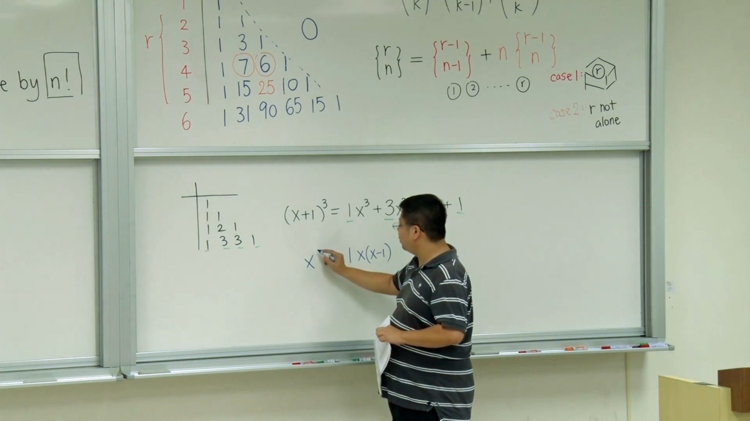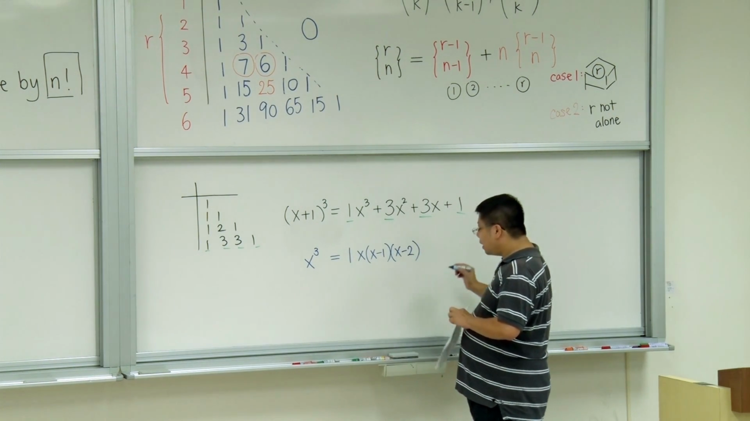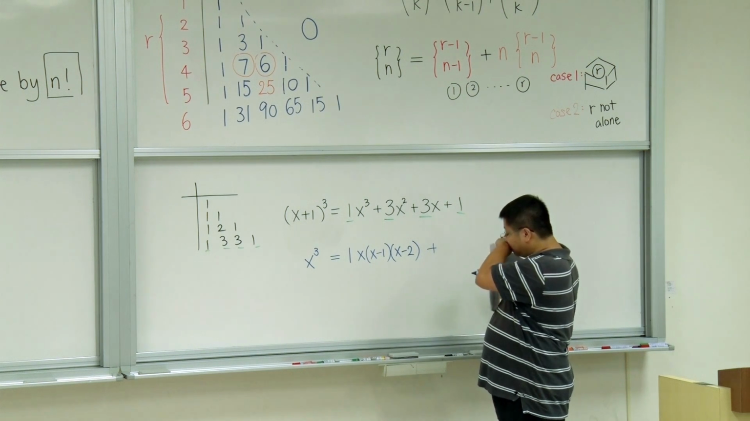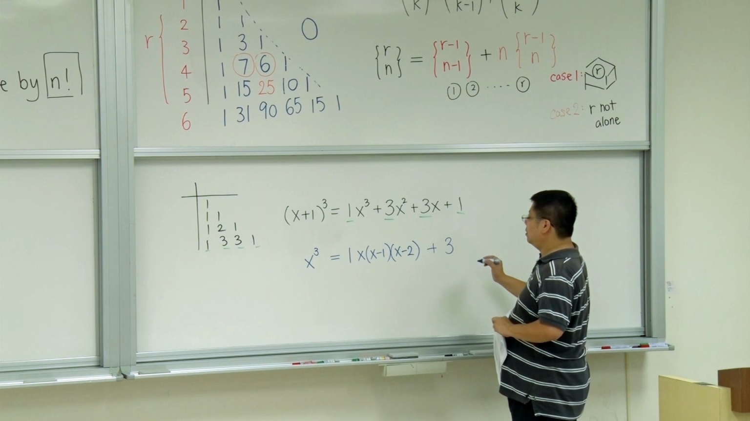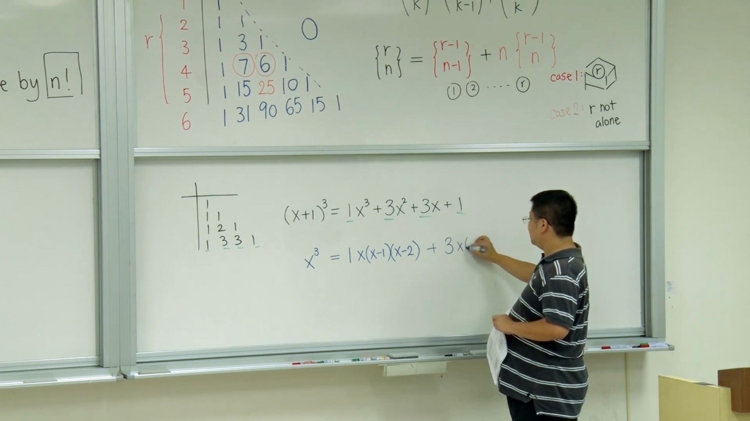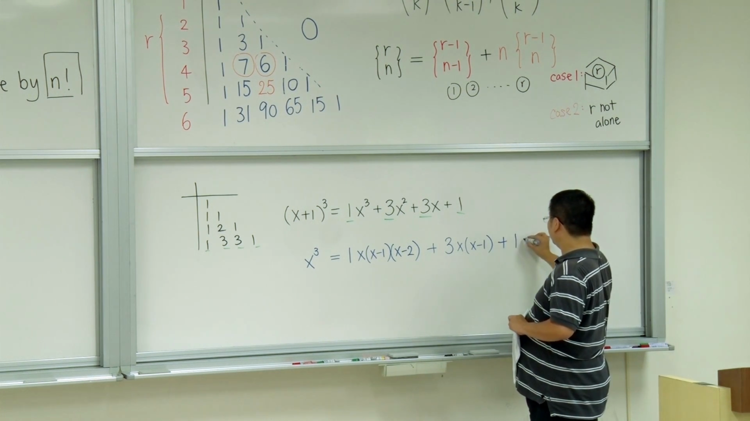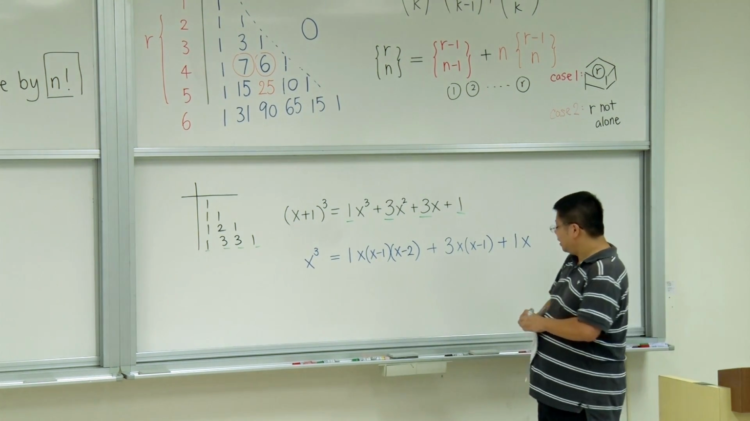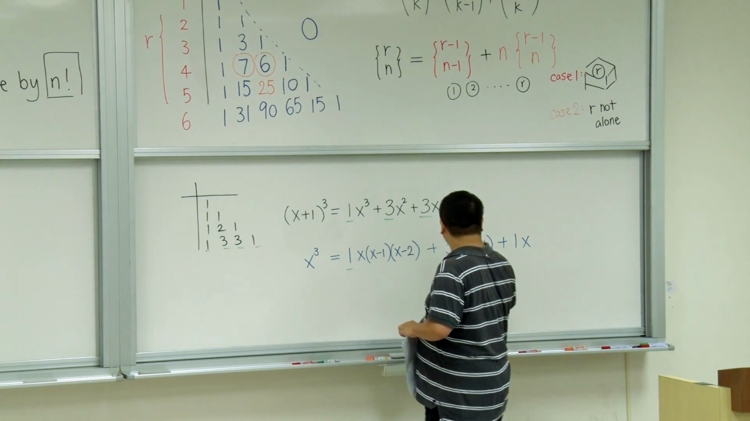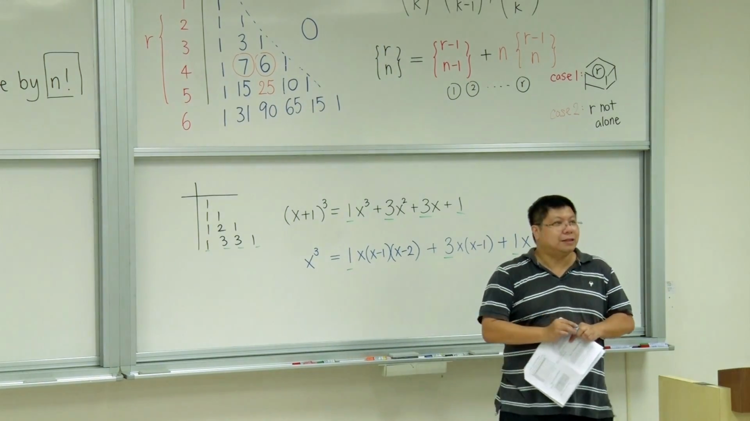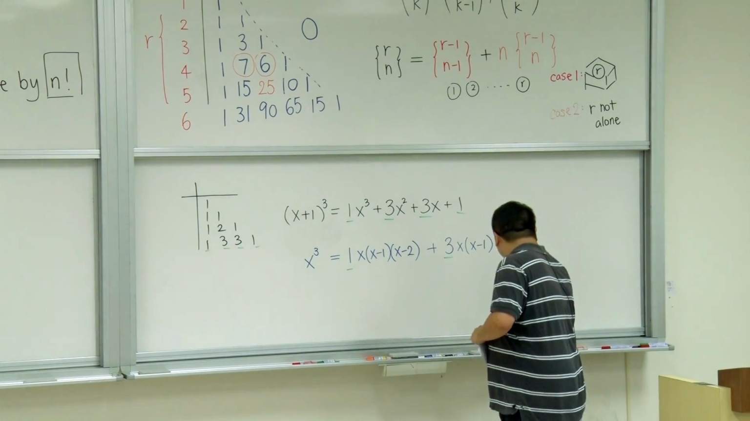So let's try x cubed. I'm claiming that this is equal to this one plus 3 times x(x minus 1) plus 1 times x. Yeah, this should be it. So this time it is 1, 3, 1. Well, let's double check to see if it is correct.